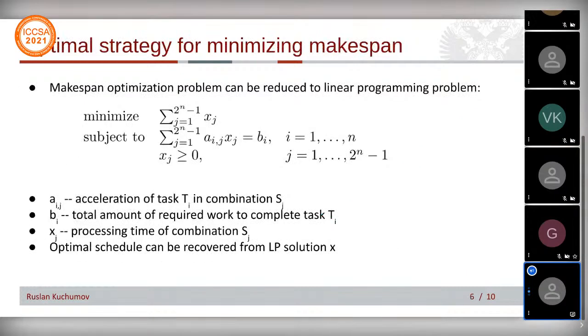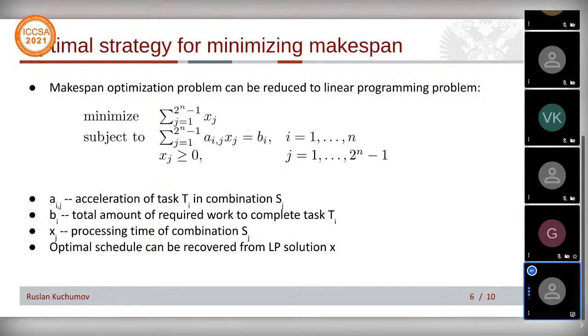So by having task processing speed in all possible combinations in advance, it's possible to construct an optimal schedule of running task combinations by solving simply a linear programming problem. But of course, in practice, it's not very feasible, because we would need to first know task processing speeds in all possible combinations, and there may be a lot of them. Actually, there are 2 to the power of n, where n is the number of tasks.